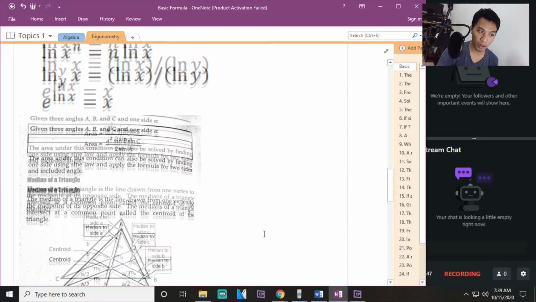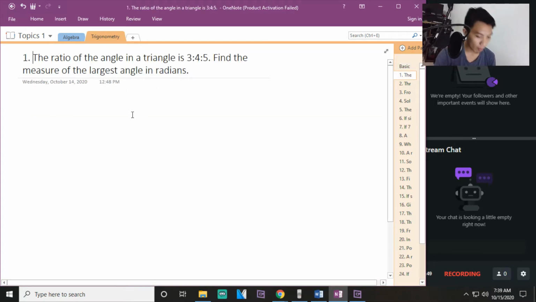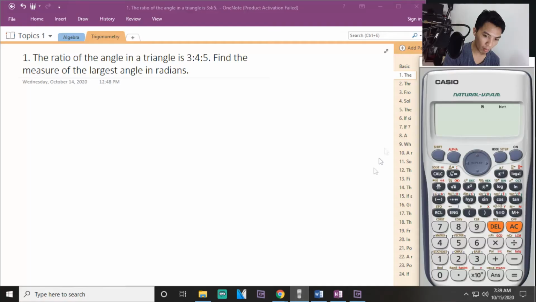So, let's begin solving for problem number 1. So, time to time, mabalikan natin tong mga discussions na to habang sinosolve natin yung mga problems na meron tayo. So, let us begin. So, for problem number 1, lagyan ko muna ng timer.